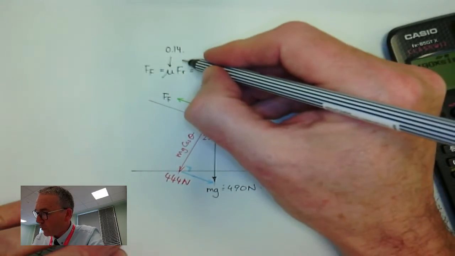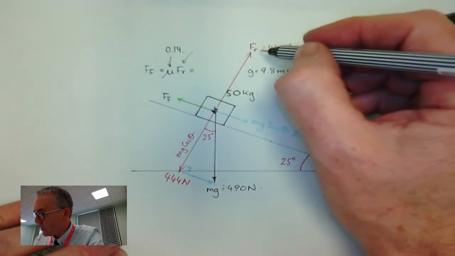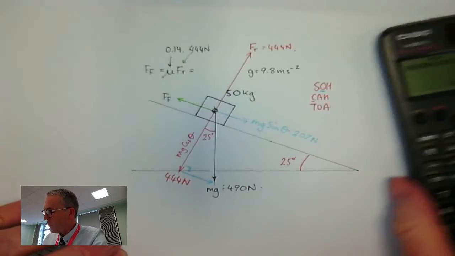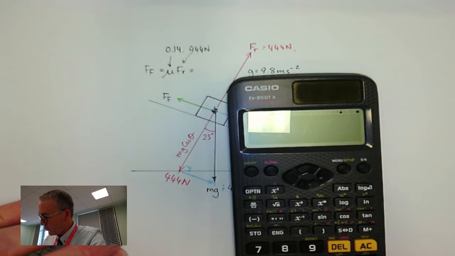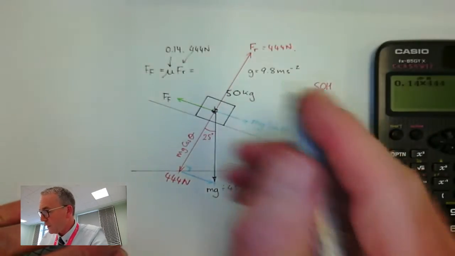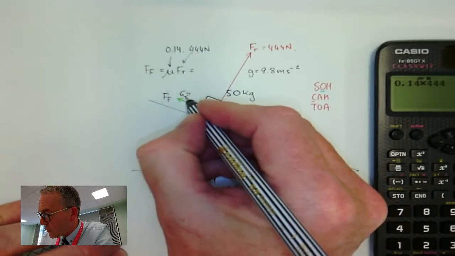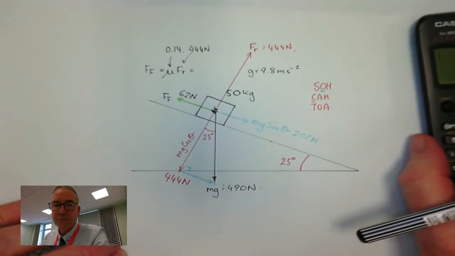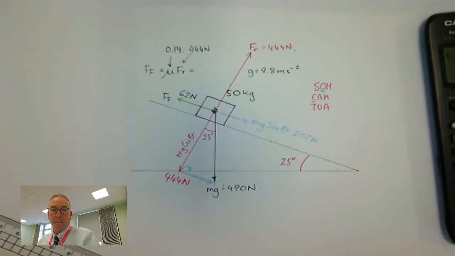So 0.4, and we know that our resulting force was 444 newtons. So if I multiply that, we've got 0.4 multiplied by 444 newtons. A lot of fours in that. And that's giving me a force of 62.16. I'm going to go for 62. So we've got 62 newtons acting or resisting movement in that direction.